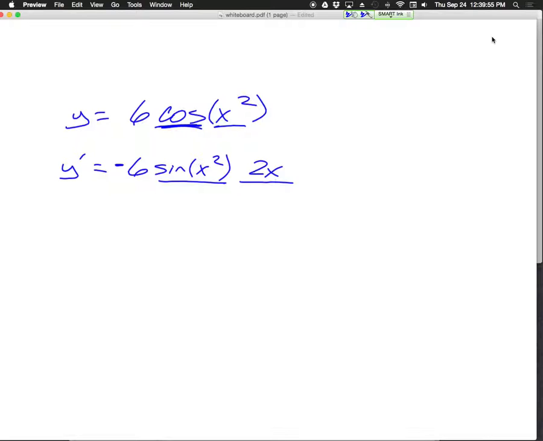So can I make this sine of 2x cubed? No. Why not? Because you cannot mess with anything inside the trig function. So we're looking at negative 12x sine of x squared as our derivative. Question on that? So it's okay to mess with the coefficient of the trig function. Yes. Just not on the inside. Alright.